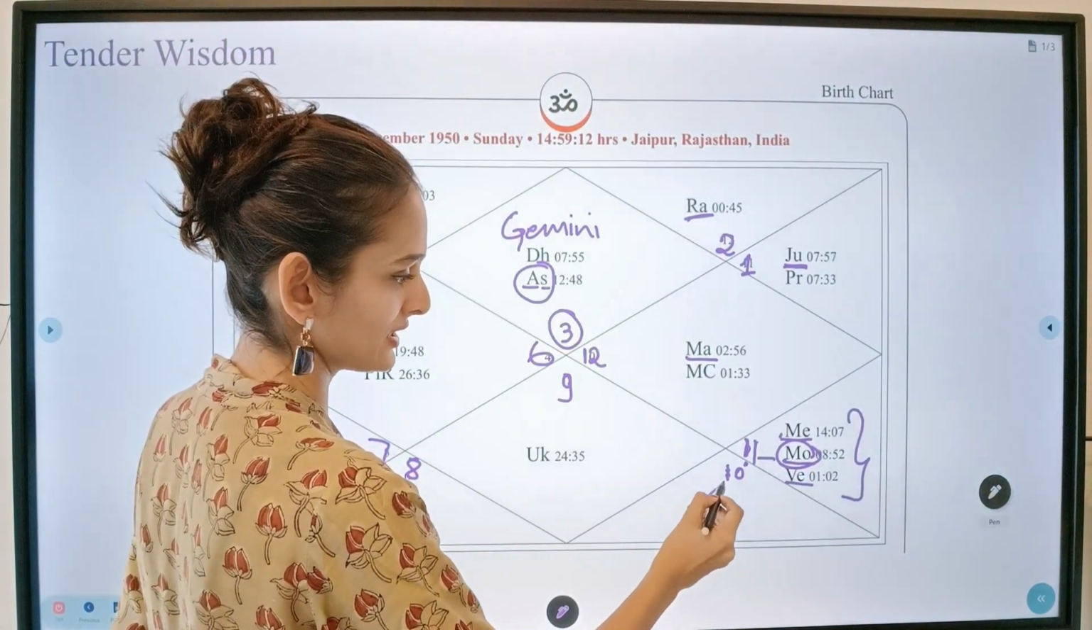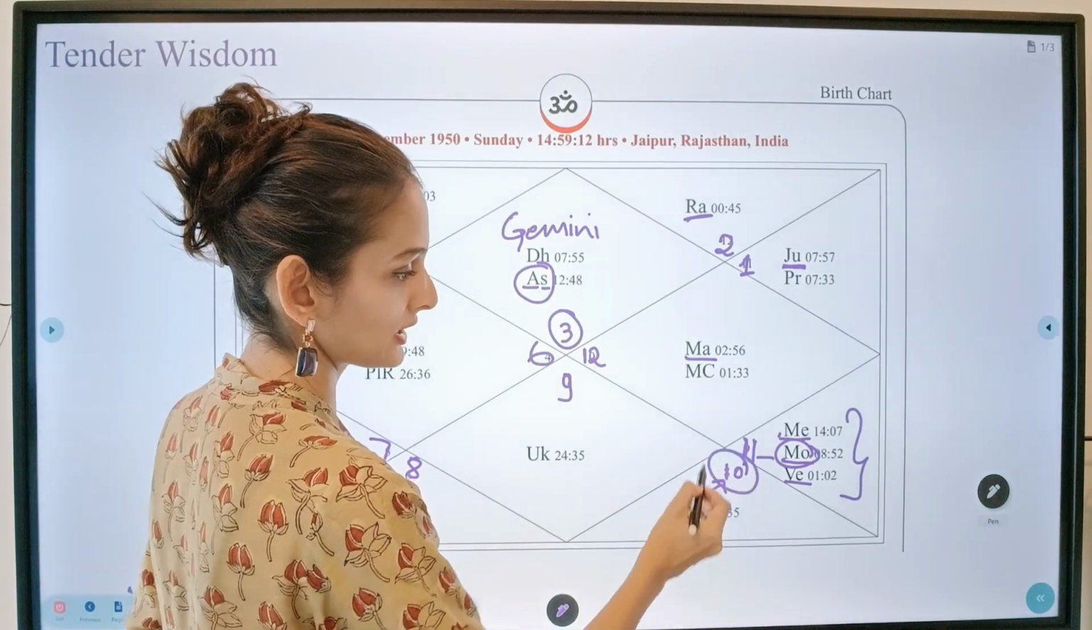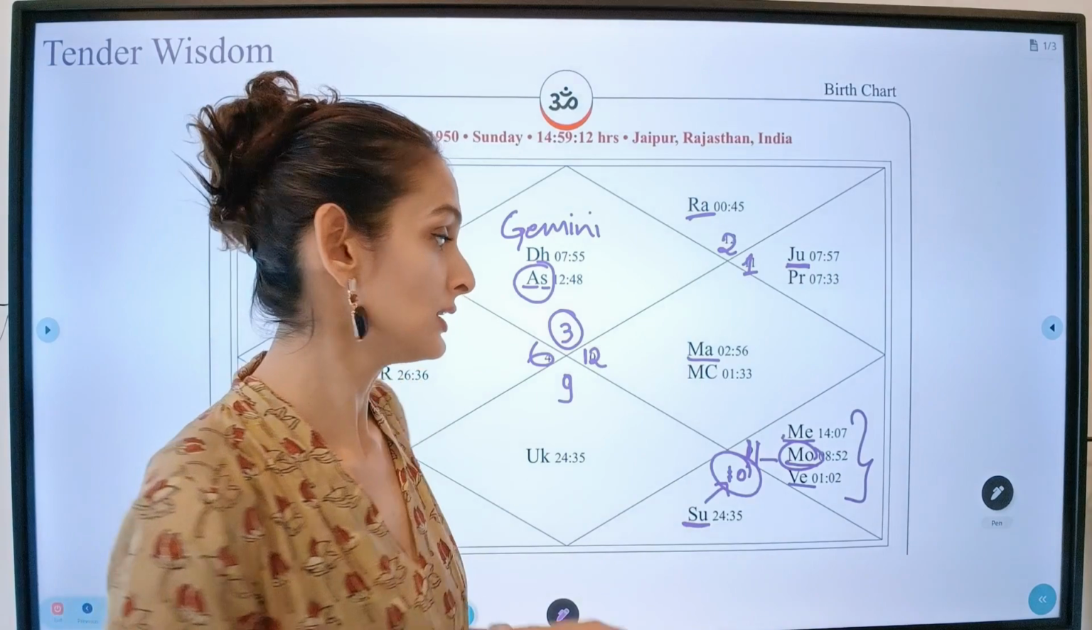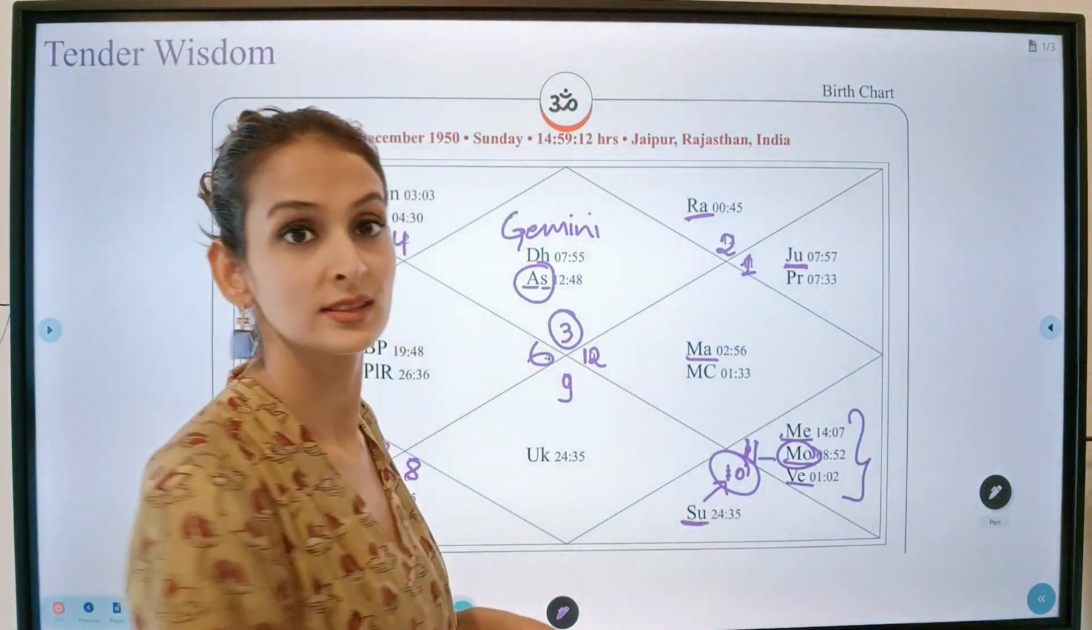Your sun is in number 10. Okay, so what is number 10? Which is the zodiac sign that is at number 10? It's Capricorn. So your sun is in Capricorn.